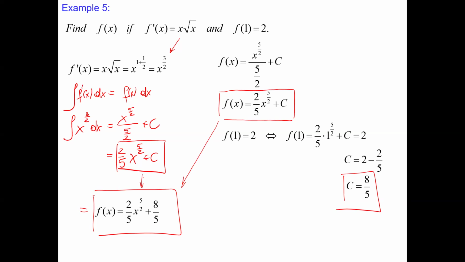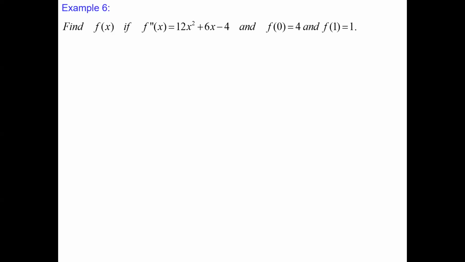Okay, it's really nice. That means if some conditions are given, initial conditions, I suppose it's supposed to be f of 0, but if the conditions are given, this will be extra work for us to calculate the constant. Okay, and then let's look at another one.